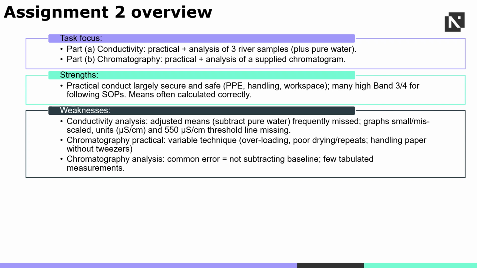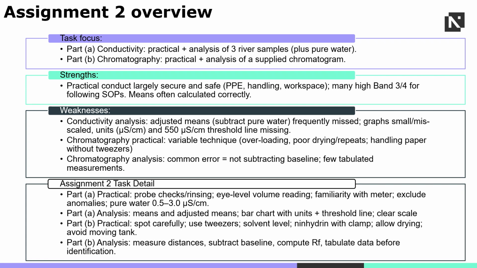For conductivity, many miss the adjusted mean step, subtracting the distilled water value. Graphs were sometimes tiny, lacked units, so the microsiemens per centimetre, and often omitted the 550 microsiemens per centimetre threshold line. For chromatography, techniques varied: overloading spots, handling without tweezers, limited repeats, and the analysis frequently missed baseline subtraction and tabulation. A few even invented a mean RF from a single run.